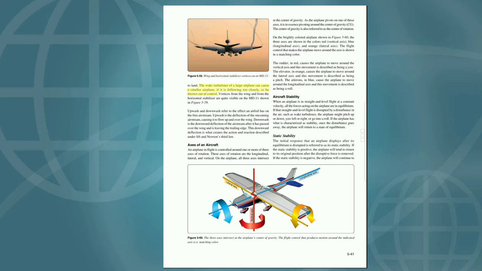The wake turbulence of a large airplane can cause a smaller airplane, if it is following too closely, to be thrown out of control. Vortices from the wing, and from the horizontal stabilizer, are quite visible on the MD-11 shown in Figure 5-59.